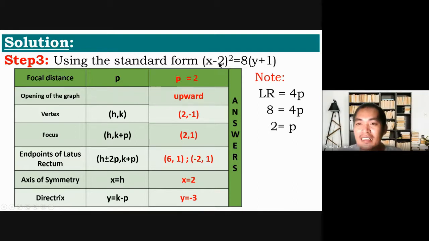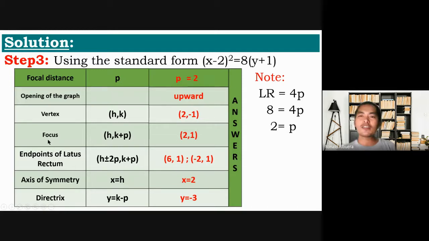And the vertex represented by hk, ito na po. The opposite ng negative 2 is positive 2 and the opposite of positive 1 is negative 1. Bakit kinukuha yung opposite? Kasi sa standard form ng parabola, ang formula baga ay x minus h squared equals p times the quantity of y minus k. So minus meaning you need to change the sign. That is why we have 2 and negative 1.